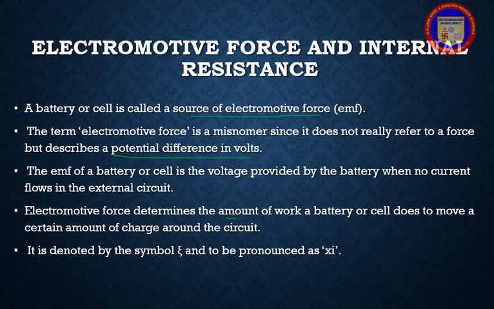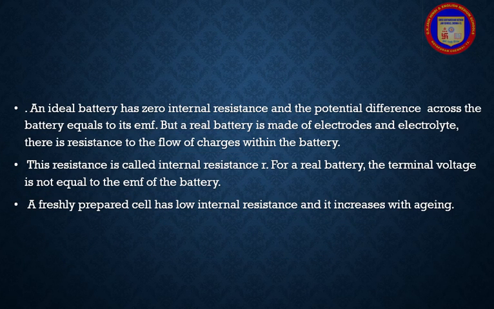Electromotive force determines the amount of work a battery or cell does to move a certain amount of charge around the circuit. It is denoted by the symbol ξ, pronounced as xi. An ideal battery has zero internal resistance and the potential difference across the battery is equal to its EMF.